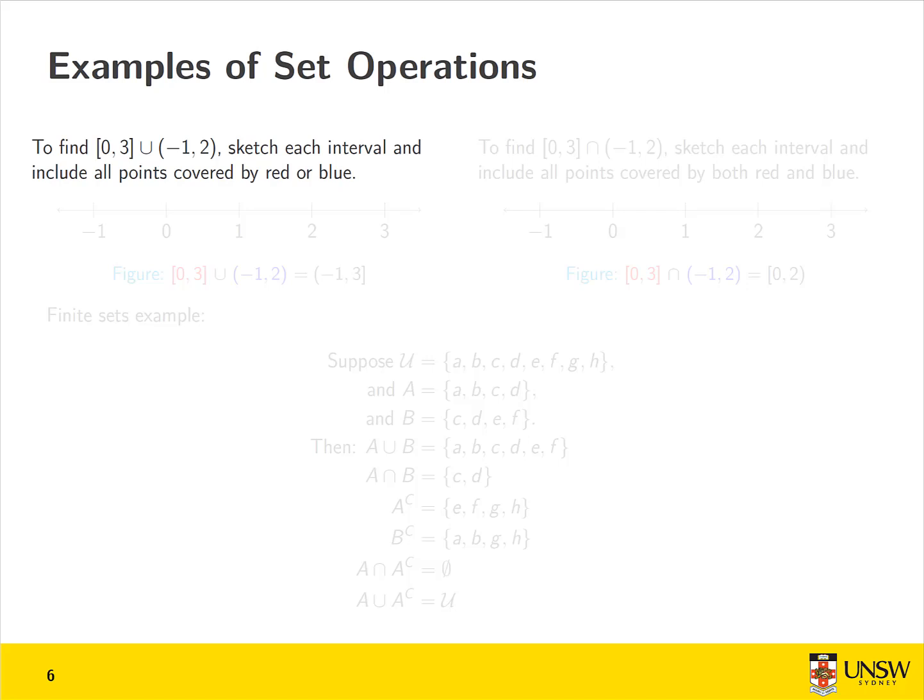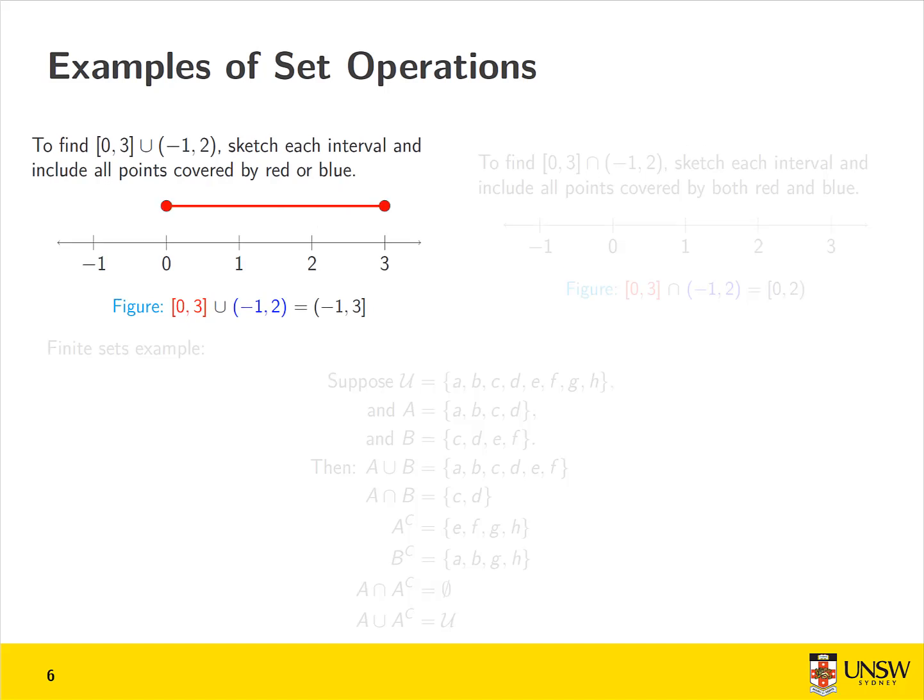To find the union of two intervals, sketch each interval separately and include all points covered by either interval. For example, here we can sketch the closed interval 0, 3 in red and the open interval -1, 2 in blue. Then their union is the interval covered by red or blue points, which in this case is the half-open interval -1, 3, excluding -1.